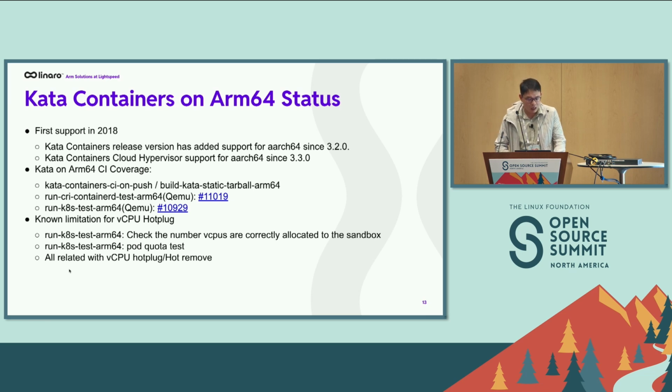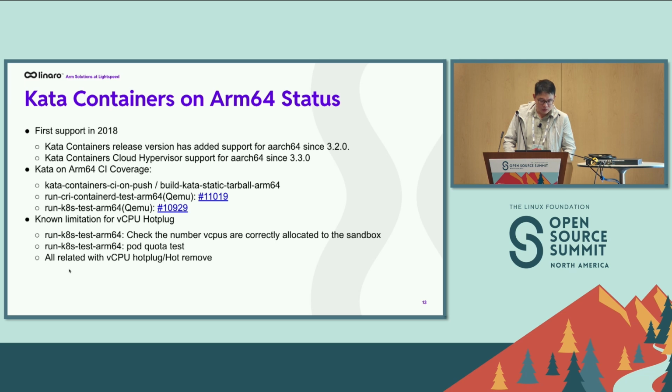Yeah. So Kata Containers was first launched probably in 2017, and in 2018 we supported ARM. And in the versions after 3.20, we have Kata Containers built-in support. So from the community perspective, they can release ARM tarballs. Yeah. And this is based on Qemu support. And for Kata Containers Cloud Hypervisor support, this started at 3.3.0.